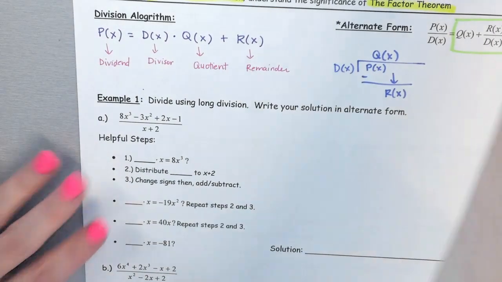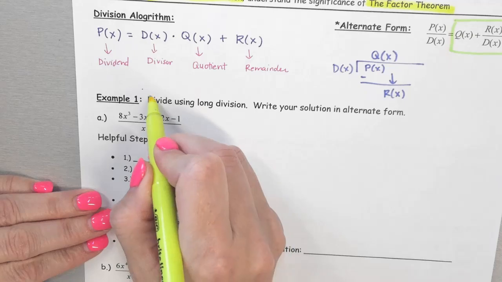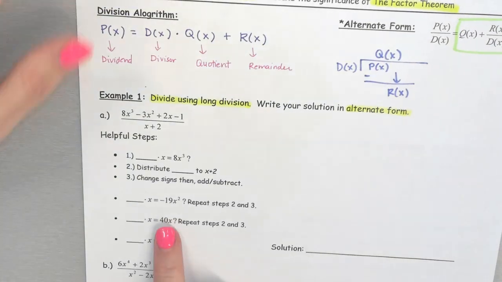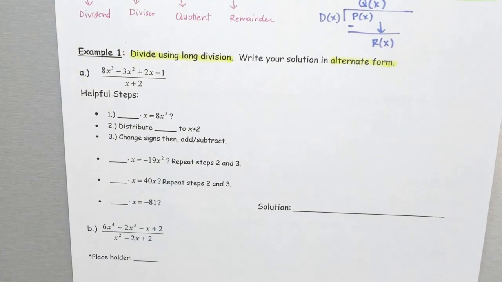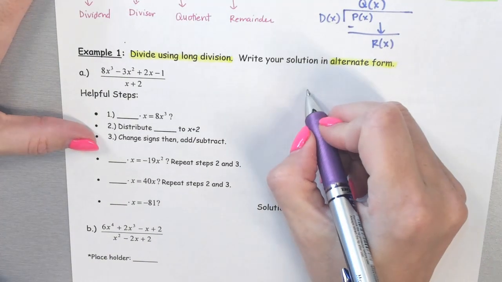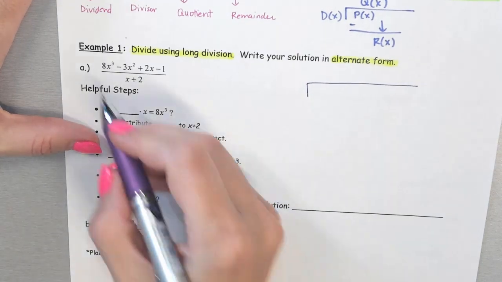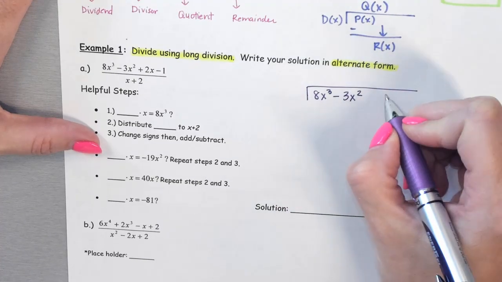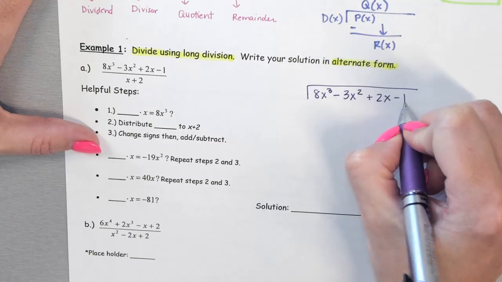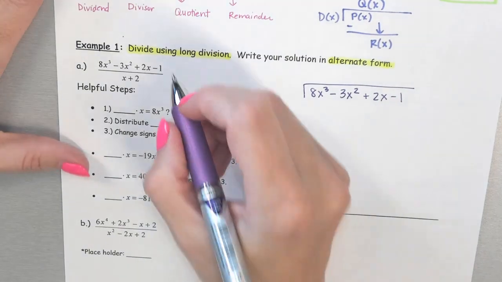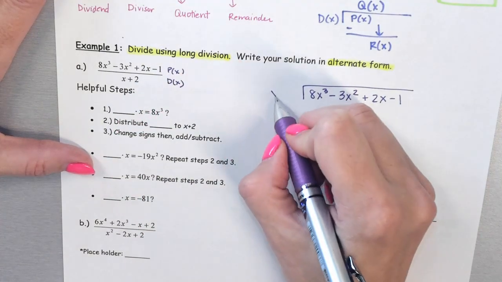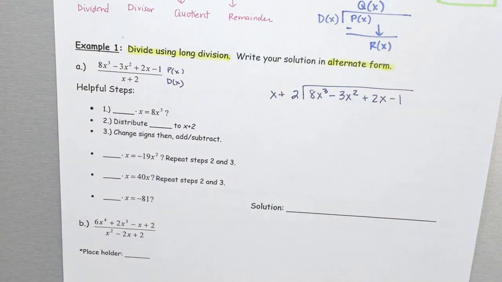Okay, so we're going to divide using long division. And then we're always going to write the answers in alternate form. I put some helpful steps on the side. That's really if you've never done the long division before. I'm also going to show you some other ways you can think about this. So you have 8x cubed minus 3x squared plus 2x minus 1. So that's the polynomial. Okay, that's your P of x. You are dividing it by the divisor. So the x plus 2, that's what goes on the outside.